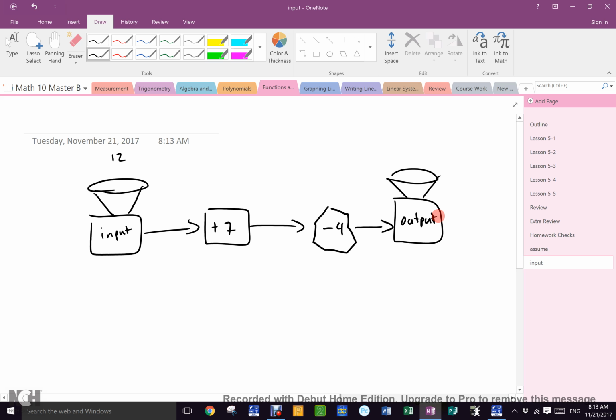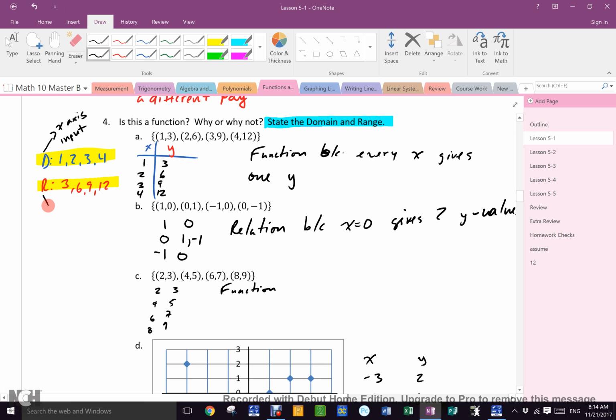I'm talking about textbooks from like 30 years ago when I had them. And you would put in the 12, you would add 7, you would take away 4, and you would get out 15, right? Your input was 12, your output was 15. And then later on, we started calling it X and Y. That's all that is. So your range is your Y-axis and your output.